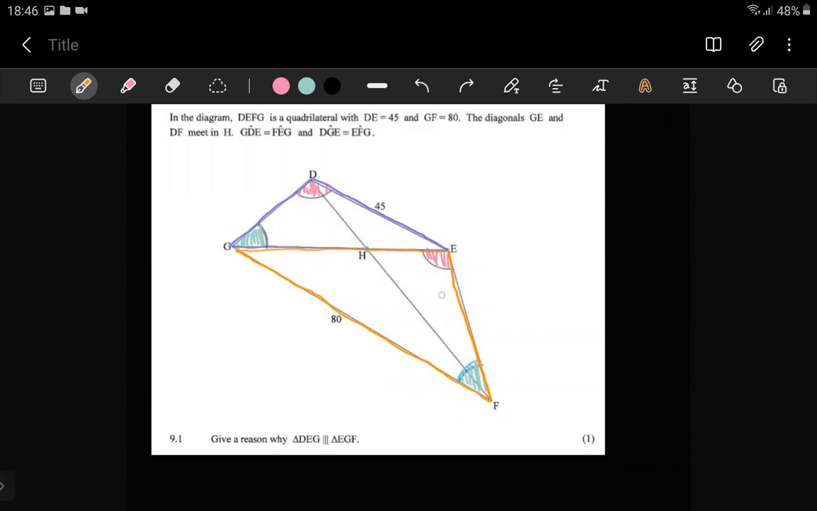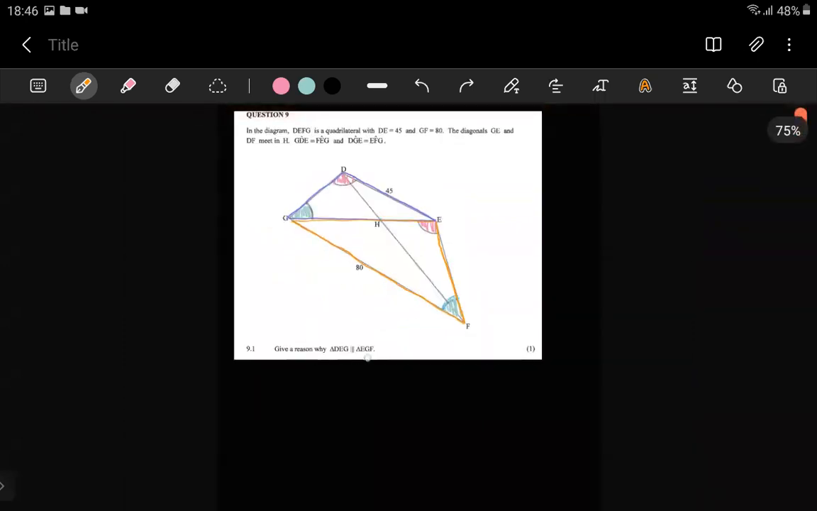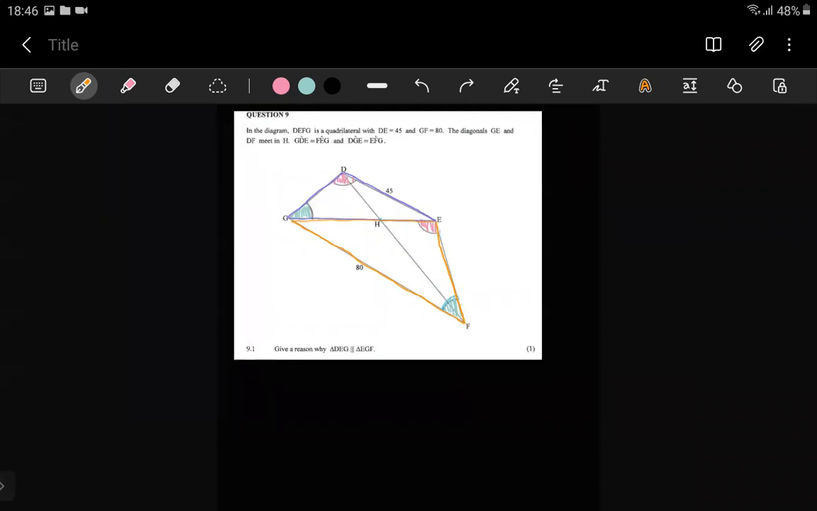Automatically, if two pairs of angles are equal to each other, the third ones are automatically going to be equal to each other because of the sum of interior angles of a triangle. Meaning if you take 180 and you remove these two, and you take 180 and you remove these two, whatever is going to be left is the same value. So for 1 mark here, they said give a reason why these are similar. Because they already told us that these two are equal to each other, and these two are equal to each other.